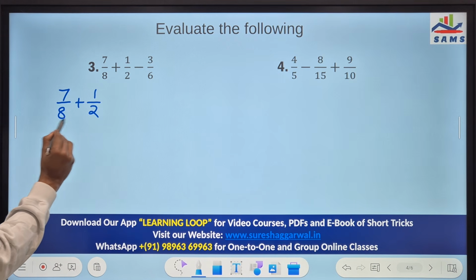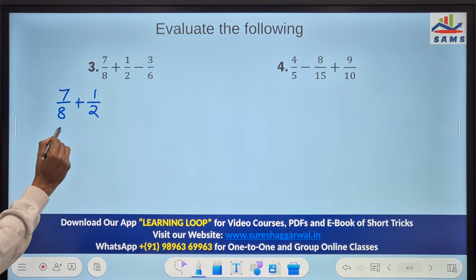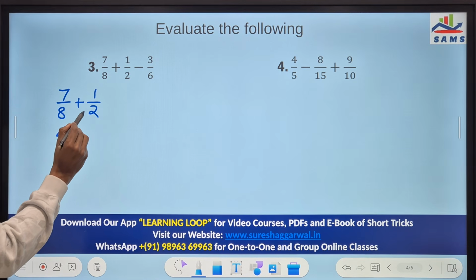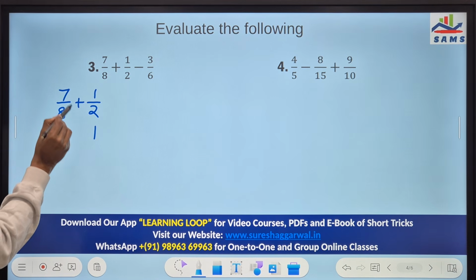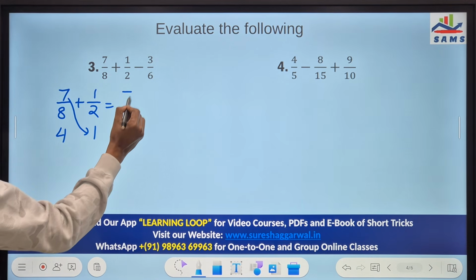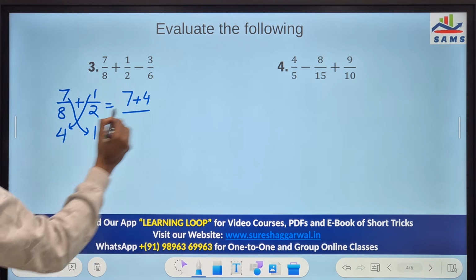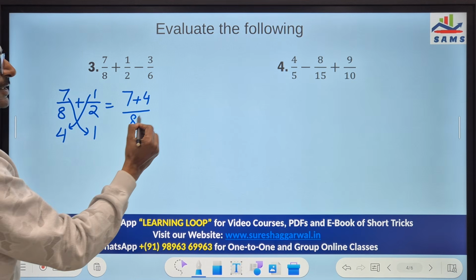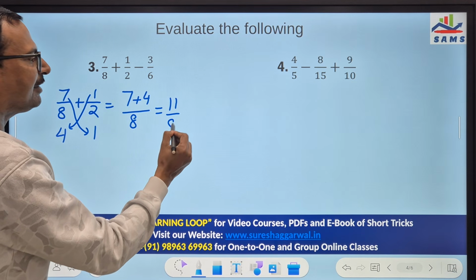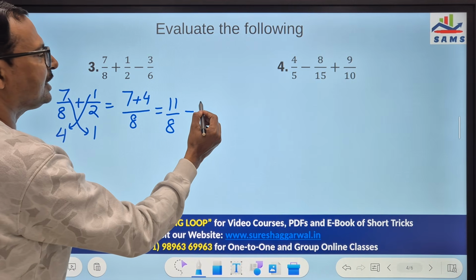So they have an HCF of 2. So if you divide this by 2 you get 4. Divide this by 2 you get 1. So 7 plus 4 upon 8. So this is 11 upon 8. And we have another thing here, minus 3 upon 6.